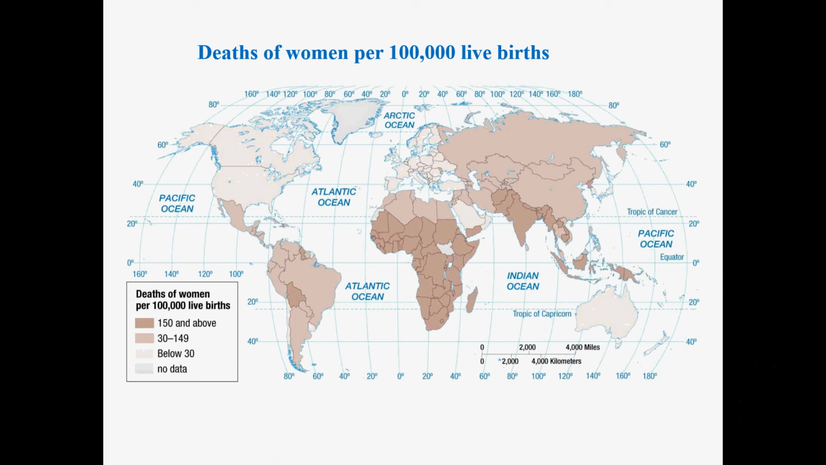reproductive health. So this particular map shows the number of deaths of women per 100,000 live births. Those dark shaded regions have higher deaths of women per 100,000 live births. So poor condition of reproductive health.